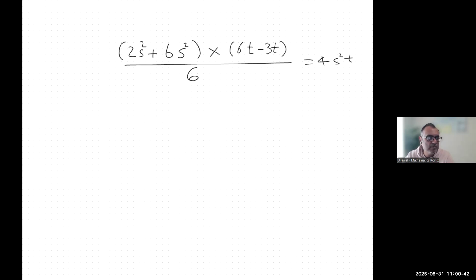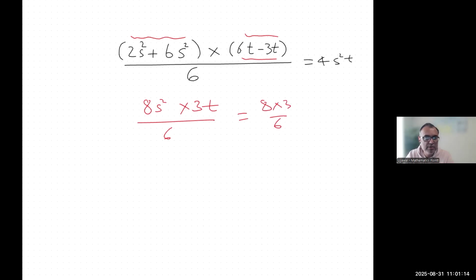Now, how are we doing it? BODMAS, brackets first. Solve this bracket here and solve this bracket here. 6s squared plus 2s squared makes it 8s squared. 6t minus 3t makes it 3t over 6. And finally, separate the numbers out. 8 times 3 over 6.